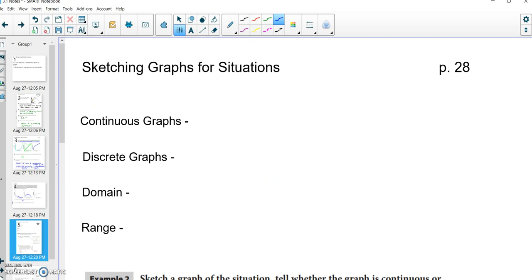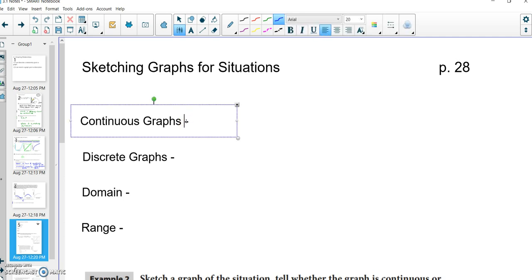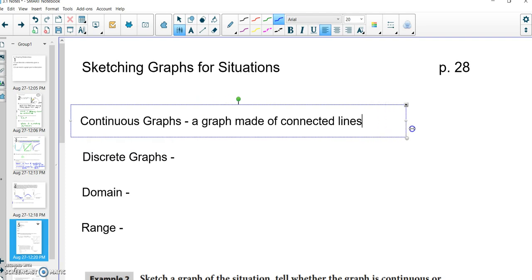Okay, so sketching graphs for different situations. If we're looking at this here, we want to look at continuous graphs, discrete graphs, information like that. So we need some information first, some definitions. So a continuous graph is one that has connected lines. So it's going to have connected lines throughout. It's not just a bunch of dots.